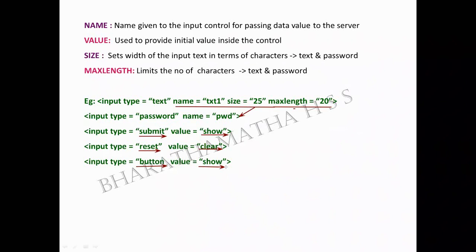So the values are what is being underlined over here. You shouldn't go wrong with this. Is it clear? You must write it without making mistakes. Is this clear? Based on this, we'll see one program.